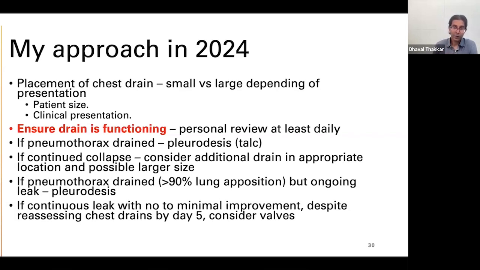And if there's continuous leak with no to minimal improvement, despite reassessing chest drains and making sure everything's appropriate, I think as early as day 5, it's important to consider valves, because there is some data showing that they're effective. Not only are they effective, but they decrease the length of stay for your patients, which for some of these patients may be very important, especially a patient like ours who had a history of metastatic squamous cell cancer and had to spend 30 days in the hospital with us. Those are precious days for those patients. So anything to get the patients out of the hospital, I think is worth considering.